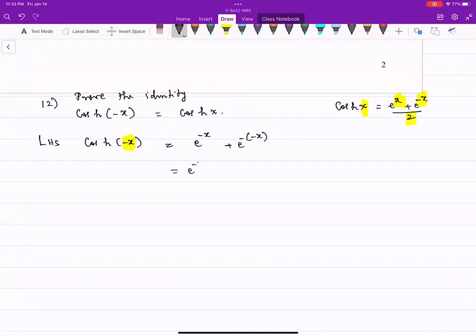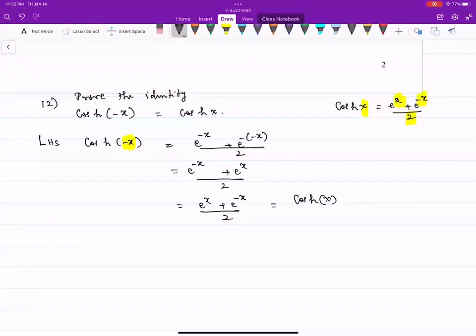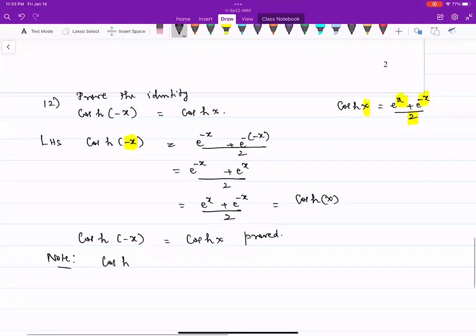So it will be e to the negative, this divided by 2, of course, e to the negative x plus e to the positive x divided by 2. If you switch the terms, it's e to the x plus e to the negative x by 2. What is this one equal to? Cosine hyperbolic x. So cosine hyperbolic negative x equal to cosine hyperbolic x, which is proved. So incidentally, it proves that cosine hyperbolic is an even function.